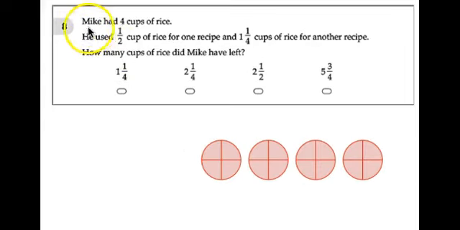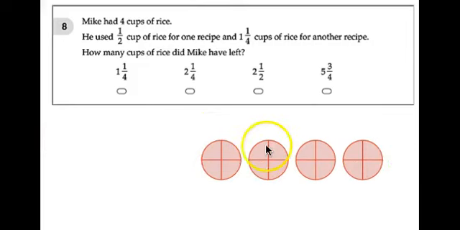Okay, now for question 8, Mike had 4 cups of rice and he used half a cup of rice for one recipe and 1 1/4 cups of rice for another. And the question is, how many cups of rice did Mike have left? Now we can do this either diagrammatically, this way, or we can use fractions and add and subtract fractions. That's the other method. So let's say he has these 4 cups of rice.